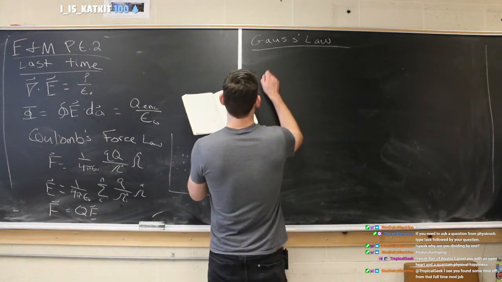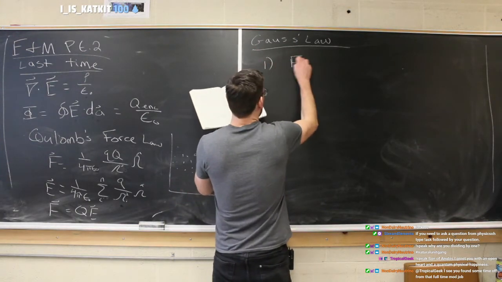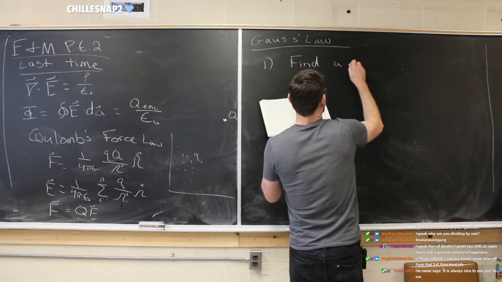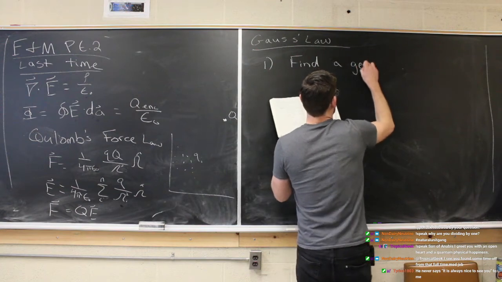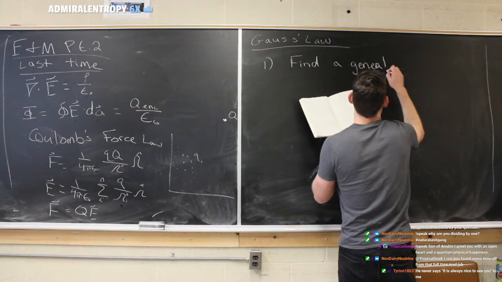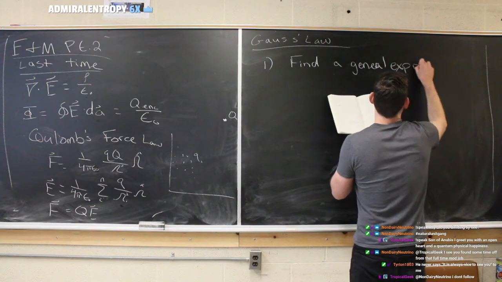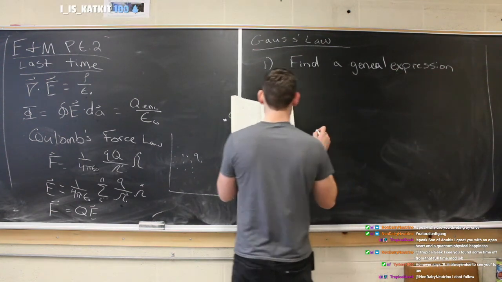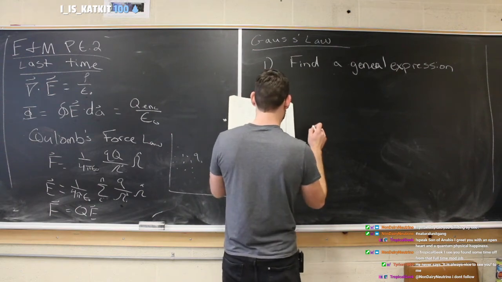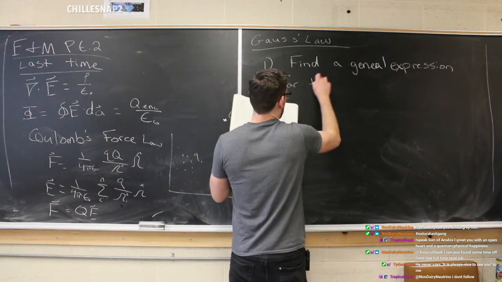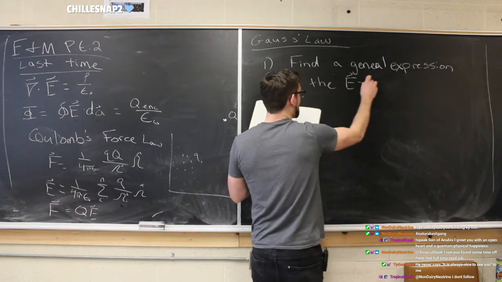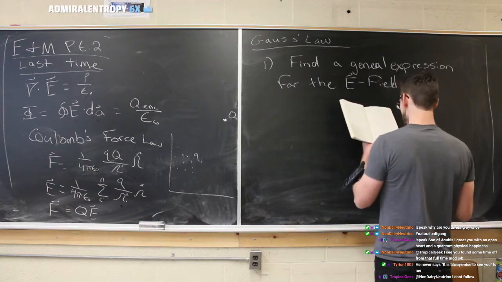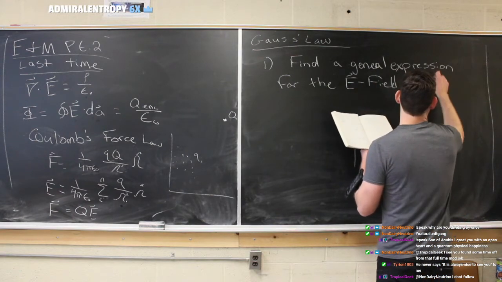Okay, so here it is. Step 1: we want to find, and these are in the notes, a general expression for the E field in terms of Q enclosed.